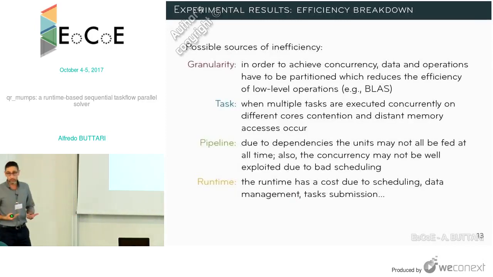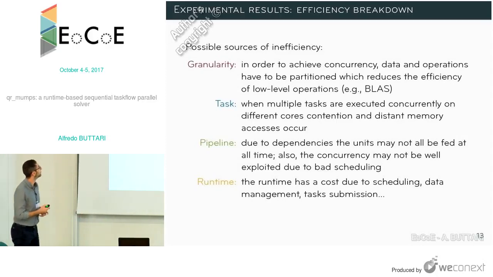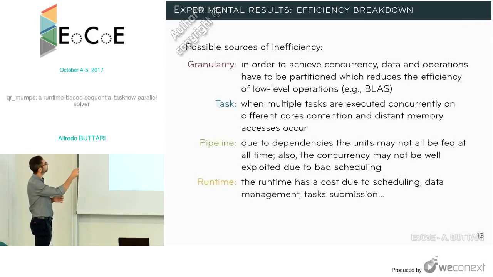Question is, why don't we get 32 out of 32? Okay, so we have identified 4 possible sources of inefficiency which we measure with 4 efficiency measures. One which we call the granularity efficiency.